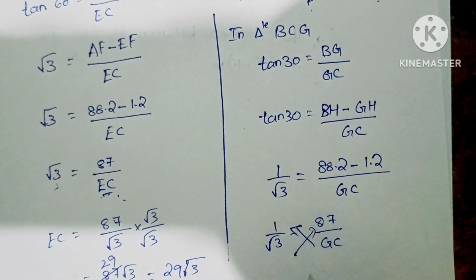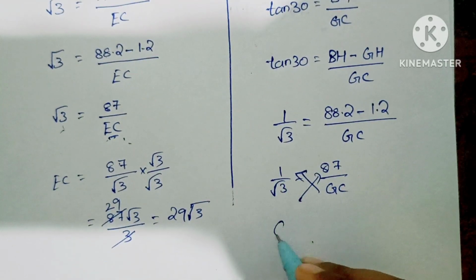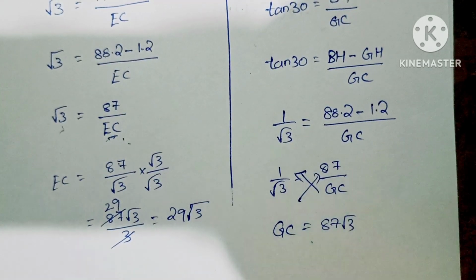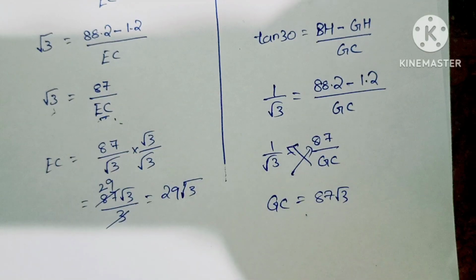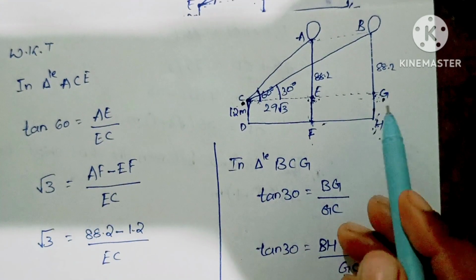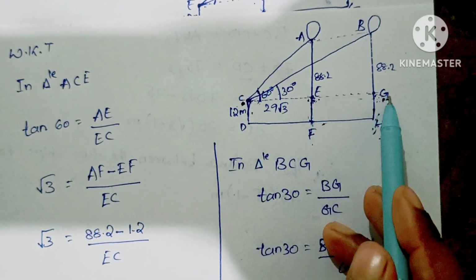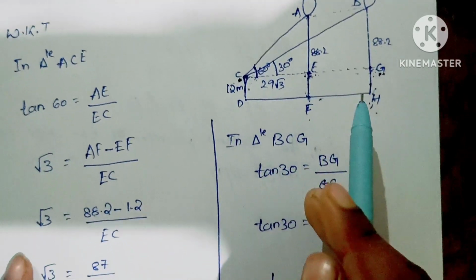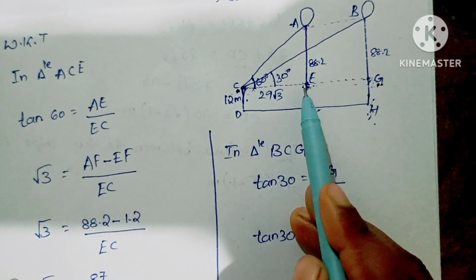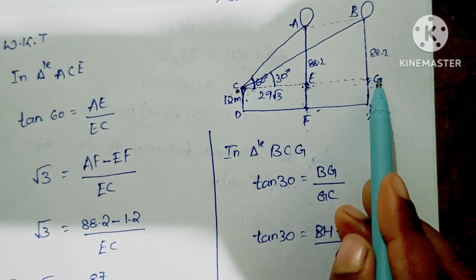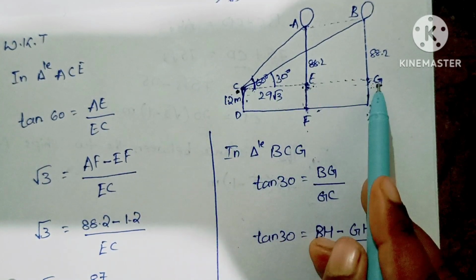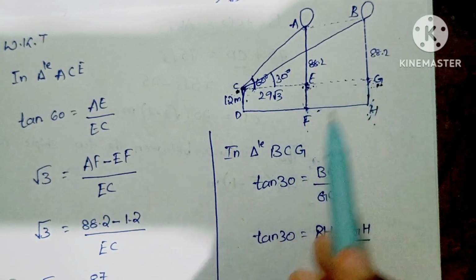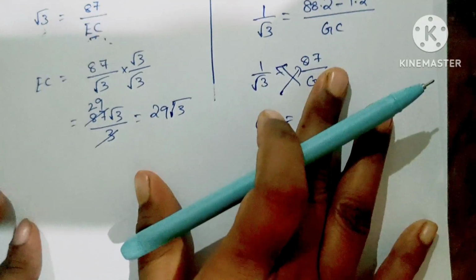Now transpose like this. Then what will you get? GC into 1, GC equals 87 root 3. So this is the answer of GC, the full adjacent side. But what do you want here? How much distance was traveled by the balloon from this point to this point, right? You know now CG, you know CE. CG minus CE, you will get it easily. Okay, so write down here.